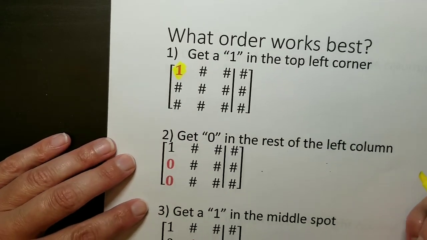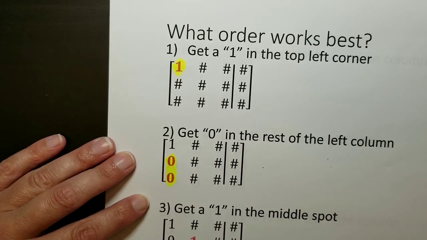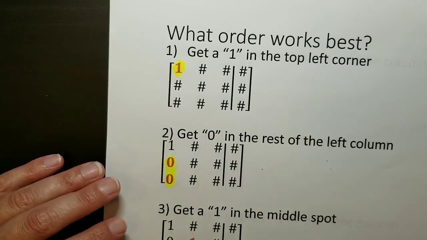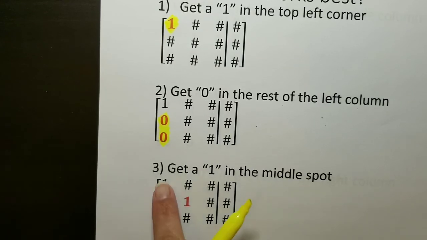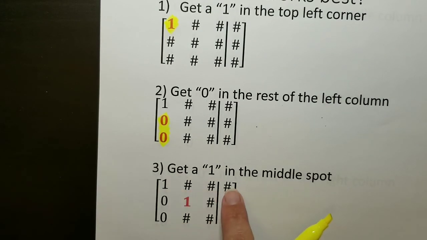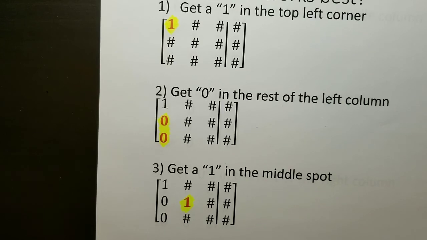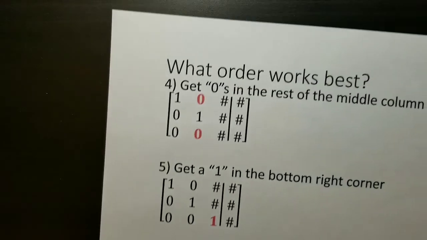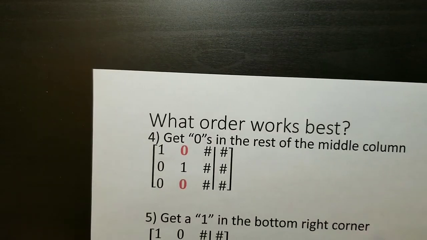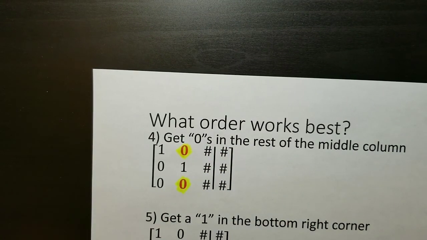The first step is to get a 1 in the top left hand corner. The next step is to get 0s in the rest of that row. So this is similar to what we did in the 2 by 2, and it can be extended into bigger matrices as well. Once you have this row all correct, and you can see I've just put a number sign for any old numbers that are here, whatever happens, then you want to get a 1 in the next column over, in the middle. Once you get that, the next thing you're going to focus on, in step 4, is to get 0s in the rest of that middle column.